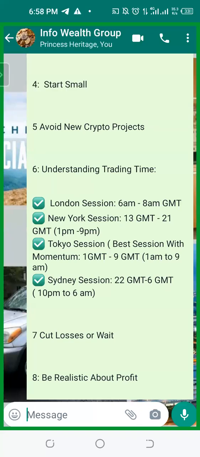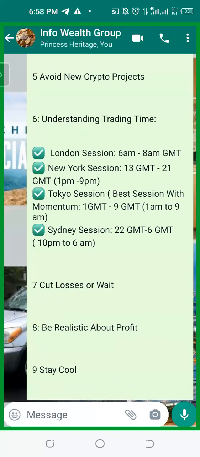Now, another thing you need to understand when you want to engage in trading is that we have 4 sessions globally. We have the London session that starts between 6 a.m. to 8 a.m. GMT, and we have the New York session that starts between 13 GMT to 21 GMT, which in my own country is between 1 p.m. to 9 p.m. If you want to know the session so you can do your analysis before you engage in any trading, you can just go to Google and type 13 GMT to 21 GMT in your own country to give you the time.